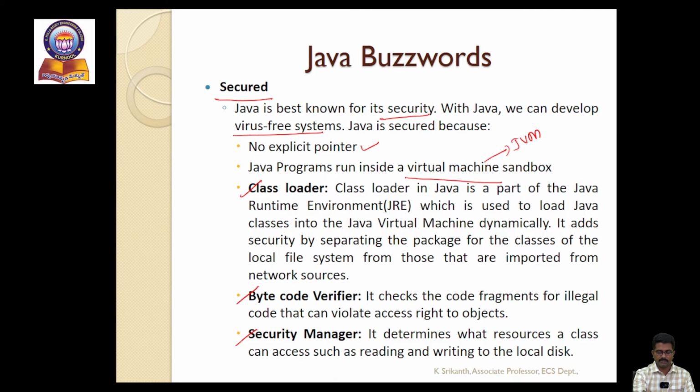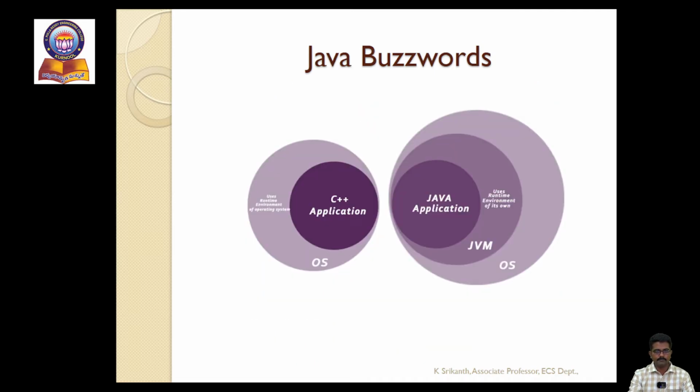And it is virus free because we don't have .exe files. The .exe files are generated in C language, which are virus supported files. Because of pointers, they are virus prone programs. Whereas in Java there is no concept of pointers and the programs are run in a secured environment called JVM, Java Virtual Machine. That's why the language is treated as secured, which is one of the important features of Java language.